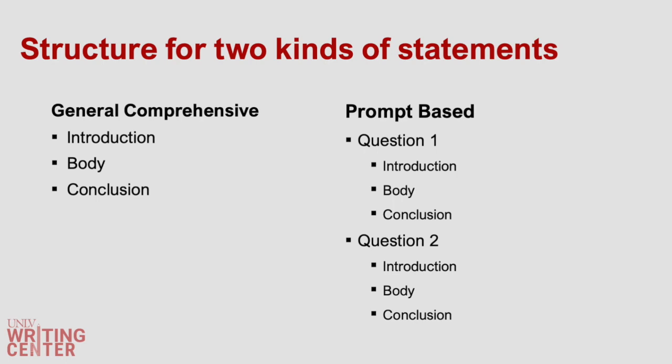On the other hand, a prompt-based statement of purpose is written in more of a question and answer format. You will write a paragraph, or maybe two, in response to each question. Either way, you should try to have an introduction, a body, and a conclusion. It's just that in a general comprehensive statement, those might be entire paragraphs, whereas in the prompt-based statement, those might only be sentences. Let's take a look at some ways to outline your introduction, body, and conclusion.